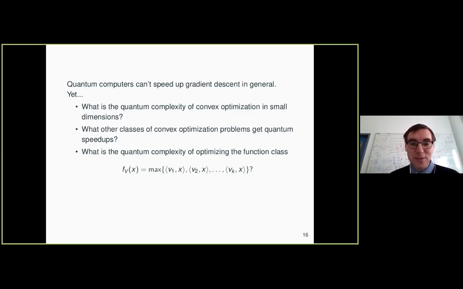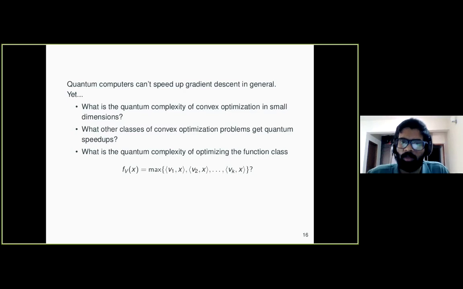Right. I guess this refers to whether you can directly have access to the gradient or the function. So in this case, we do have the oracle does give us direct access to the gradient.